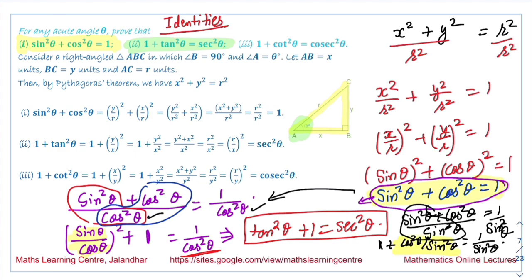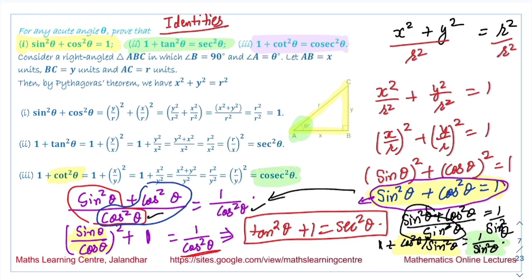Cos square theta over sine square theta, we know it is cot square theta, and 1 over sine square theta is cosecant square theta. So we obtain this third identity: 1 plus cot square theta is equal to cosecant square theta. So these are the three trigonometric identities we have. This is how you can remember these identities. If you forget, you can just derive them.